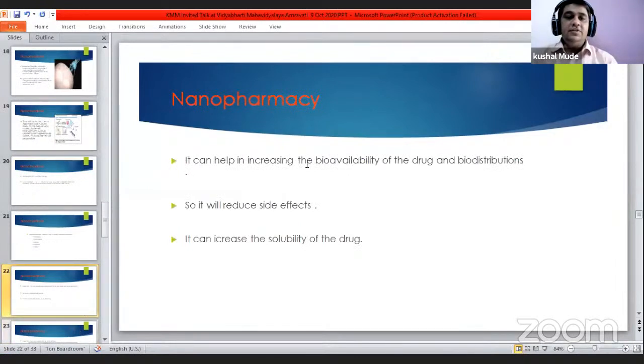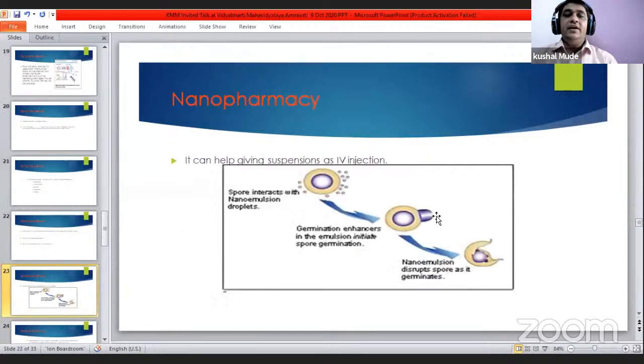Then we go to the next part now. Here, it can help in giving suspensions as IV injections. You know this IV injection, all of you are aware of it, when we are talking about nano pharmacy. Now see, there is a concept of generic medicine also.